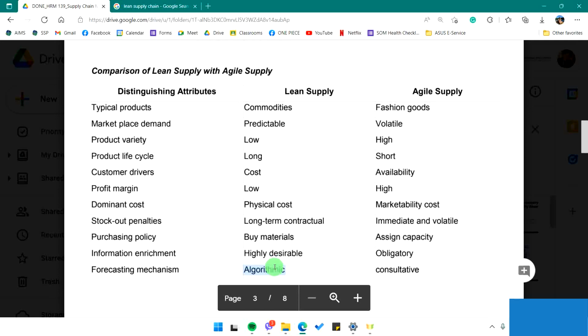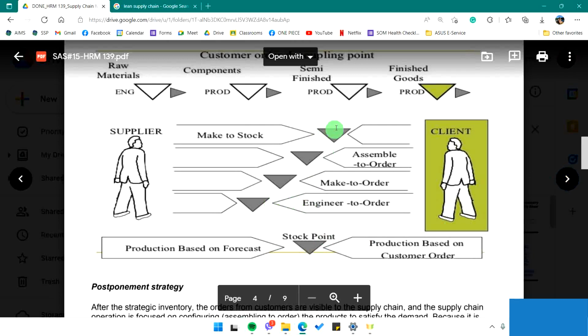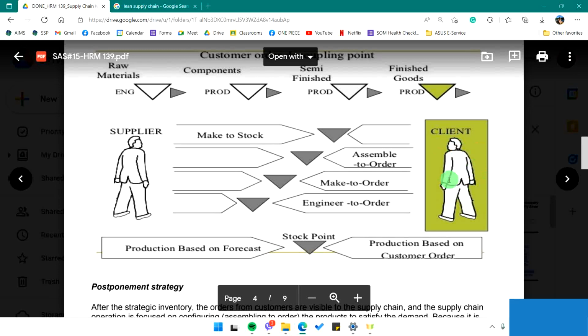Kaya more on algorithmic. So para malaman mo kung ano yung needs and wants ng iyong mga guests, more on talaga, you rely more on your own data, more on your own sales records and purchasing records and cost records. Kasi nga, malayo yung order decoupling point eh. Hanggang dito kasi siya malapit sa client natin.